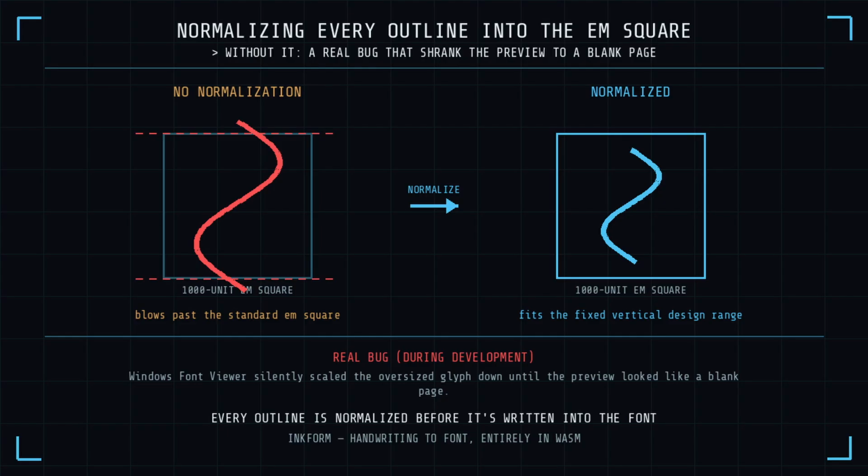Every generated outline gets normalized into a fixed vertical design range before it's written into the font. Freeform handwriting extraction can otherwise produce glyphs that just blow past the standard 1000-unit EM square, and this is a real bug that happened during development. Windows Font Viewer would silently scale the preview down until it just looked like a blank page.